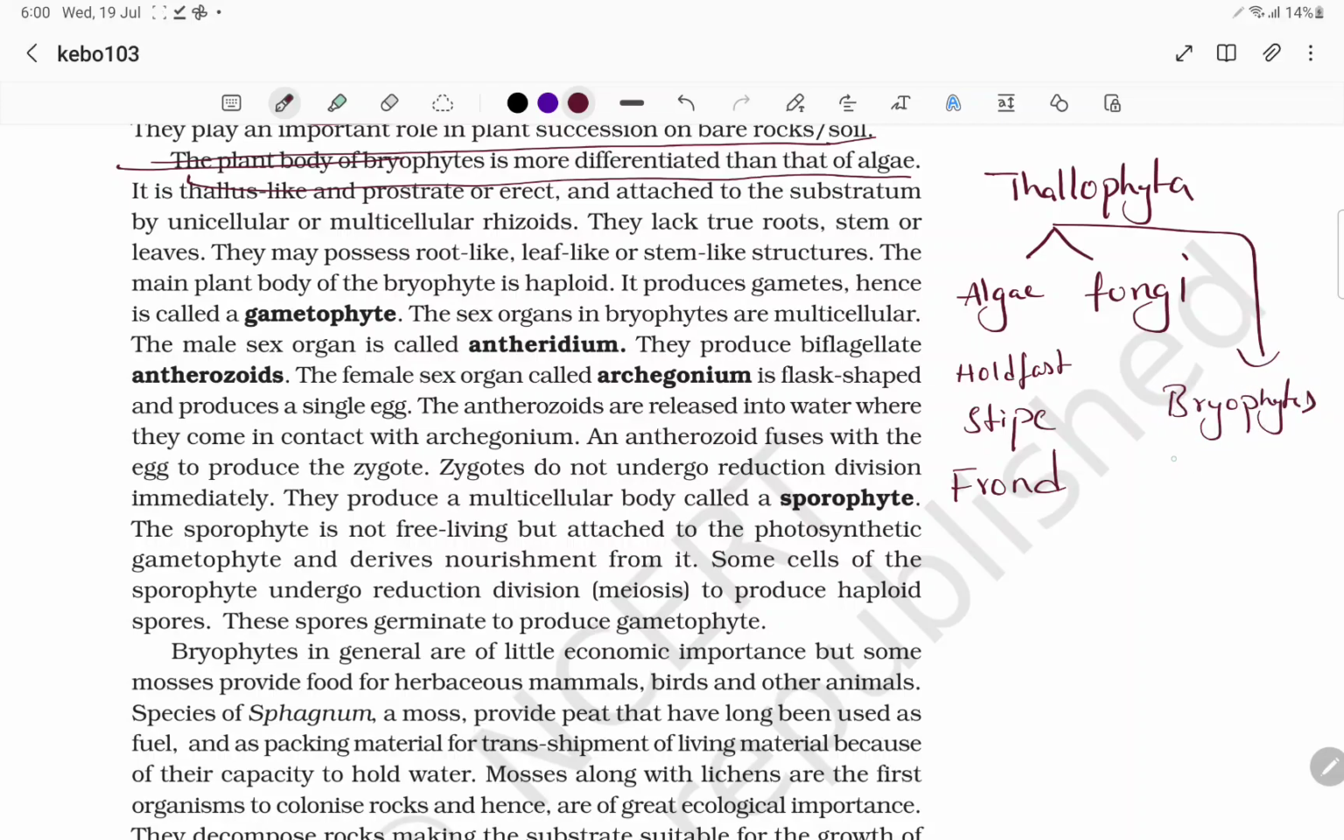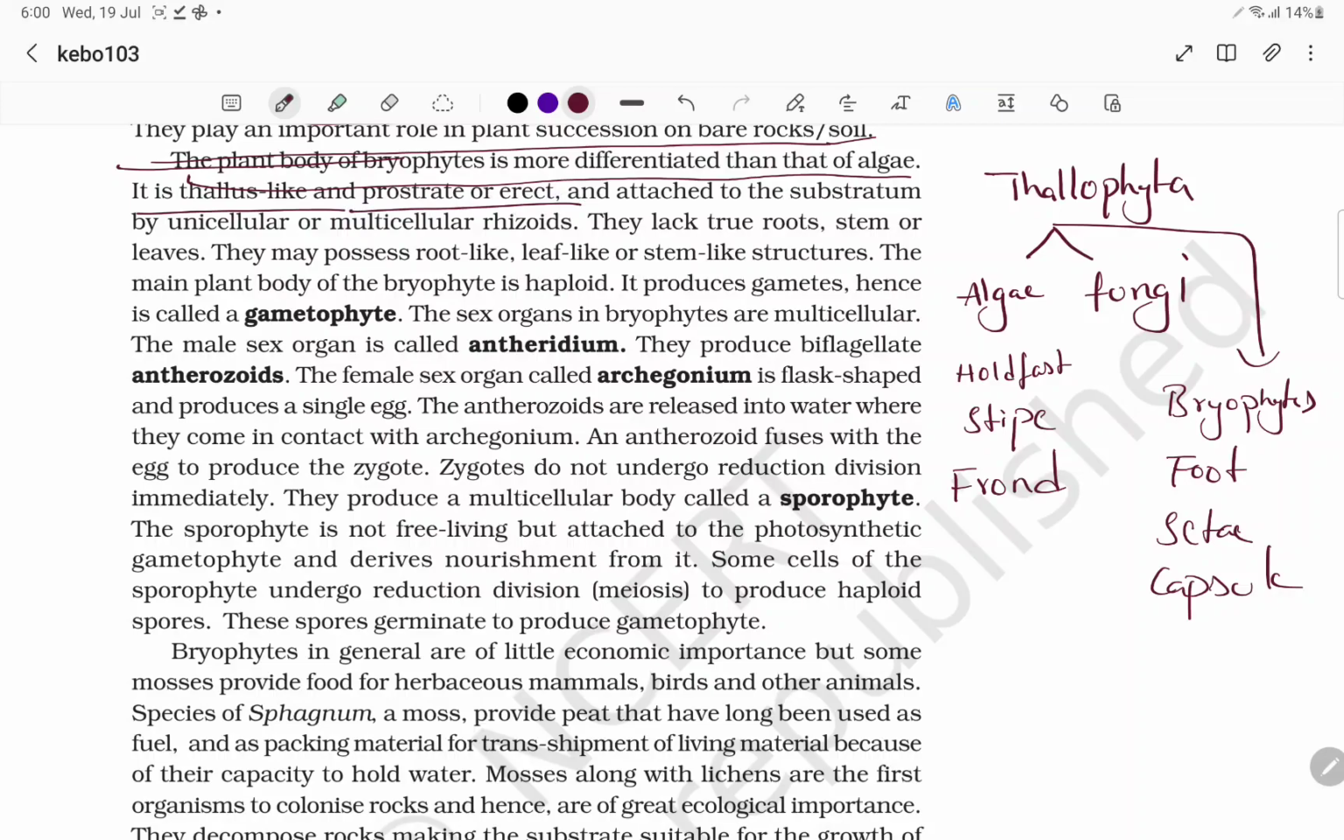For bryophytes we have foot, seta, and capsule, right? So these are the parts, and here also there is no clear differentiation of root, stem and leaves. It is more differentiated when compared to algae. This is thallus-like, prostrate, and erect, because the foot, seta and capsule are erect, right?